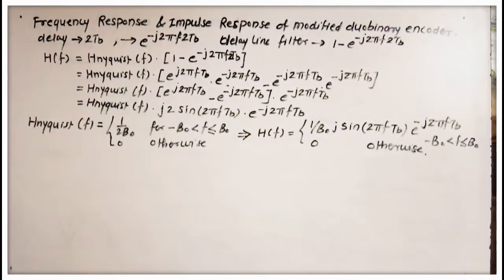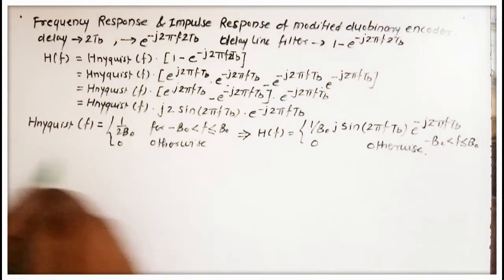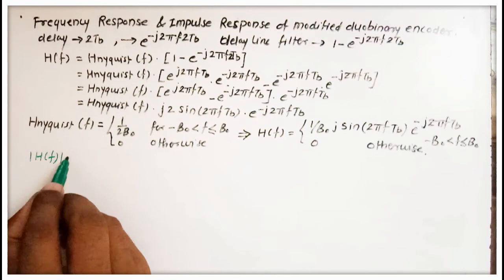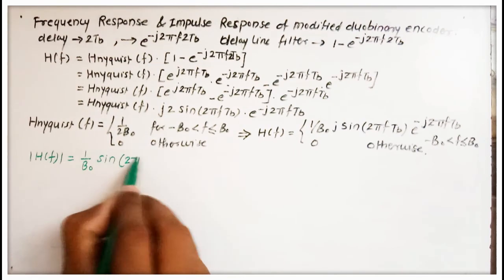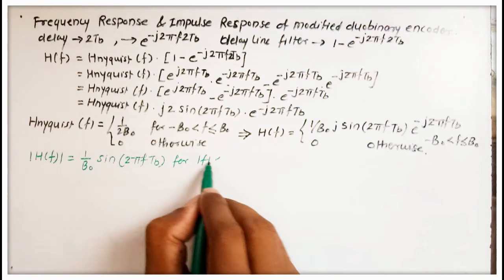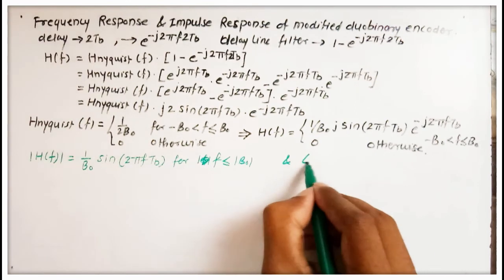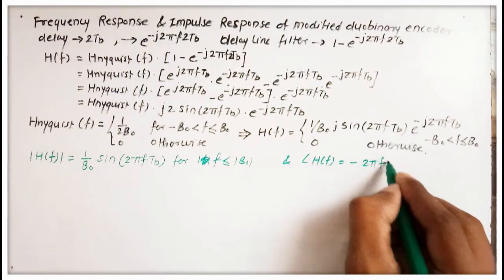Okay, now if we are going to find the magnitude response and the phase response of this duobinary encoding scheme, we can write the magnitude response as mod of H of f equals 1 by B0 into sine of 2 pi f Tb, for mod of f less than or equal to B0, and similarly we can write the phase response of this system as angle of H of f equals minus 2 pi f Tb.